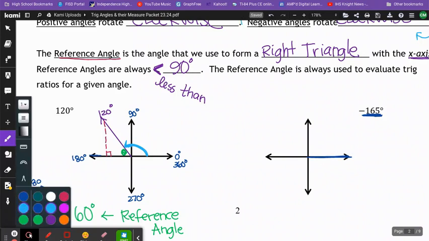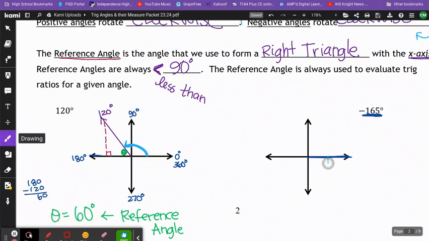But if it's negative, I'm going to start here and go down first. I'm going to rotate in this direction. I'm going to rotate clockwise. So I need to find negative 165. It's not as complicated as you might think.